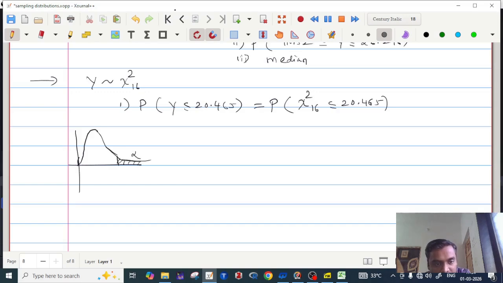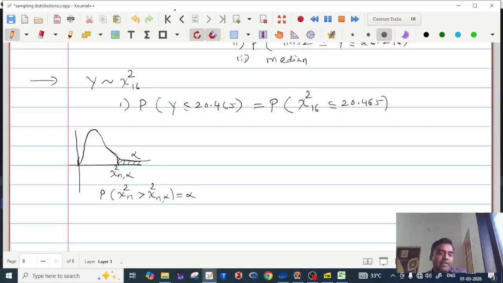this probability is alpha, this point is chi-square n comma alpha. This probability is calculated as probability of chi-square n greater than chi-square n comma alpha is equals to alpha.